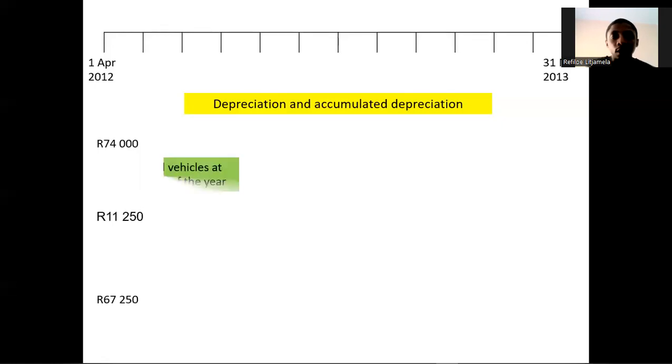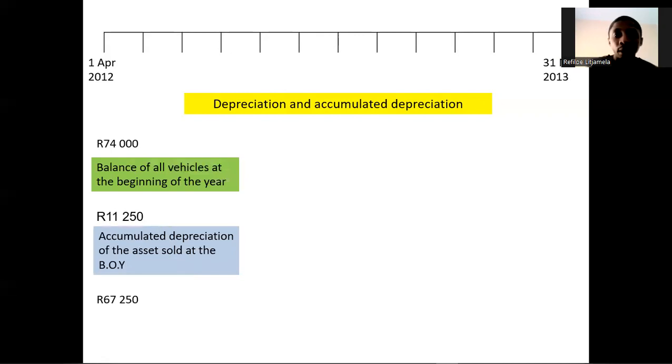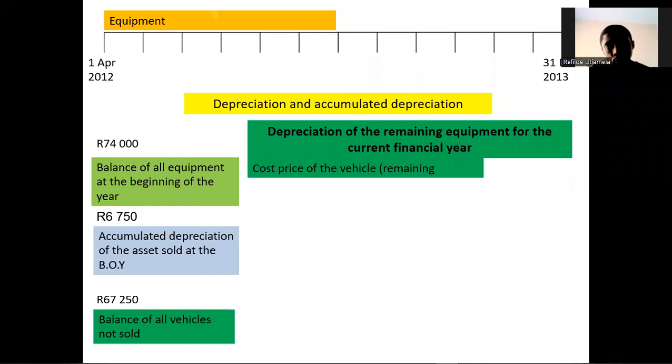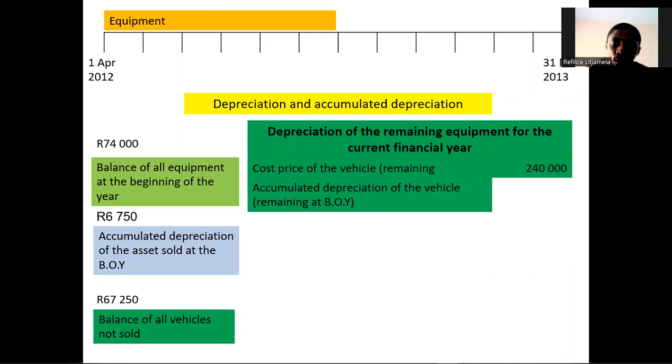Okay, I'm going to go straight to calculating depreciation of the remaining equipment. So we will first start by calculating the carrying value, which is cost minus accumulated depreciation. The cost of the remaining equipment at the beginning of the year was 240,000, and the accumulated depreciation of the remaining equipment at the beginning of the year will be 67,250.